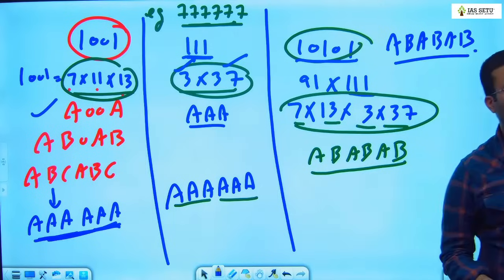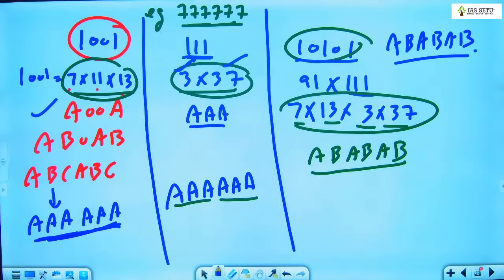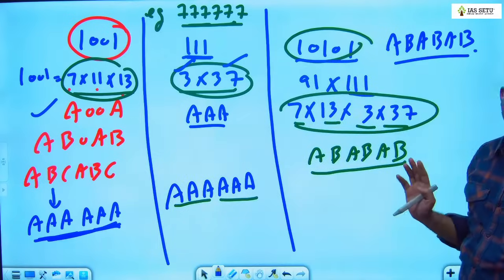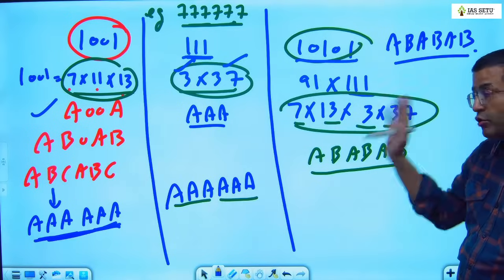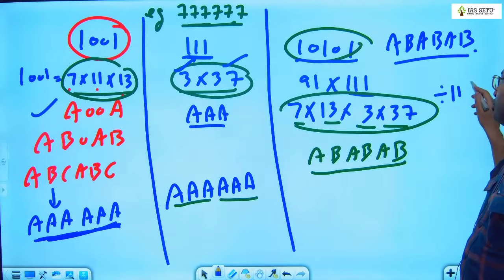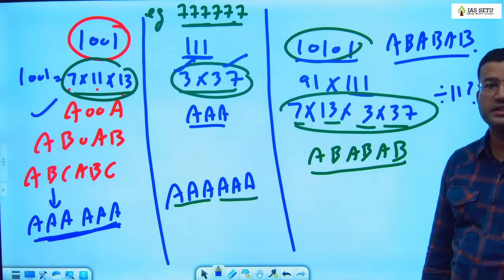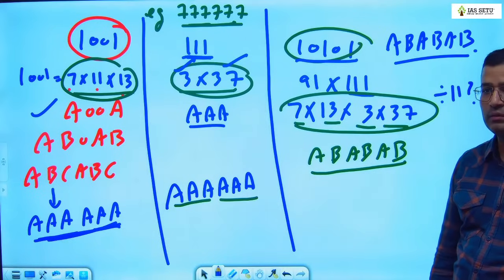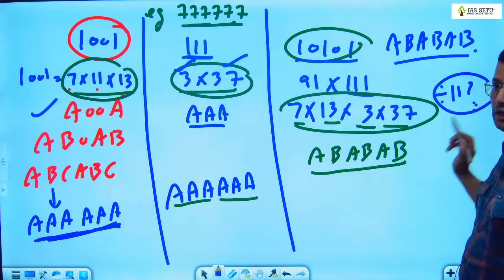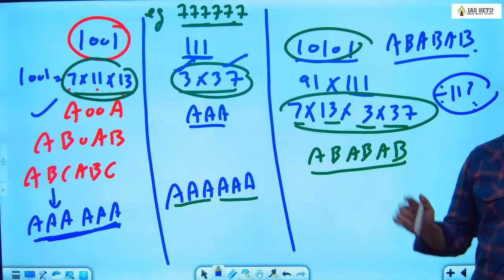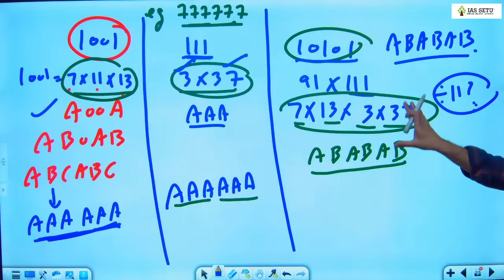That number is in the form of ABABAB. This type of number is always divisible by 3, 7, 13, 37; 11 you have to check. If the number is framed so that it is divisible by 11, then it's okay, but it is not always, you have to check. For the rest it is always: 3 always, 7 always, 13 always, 37 always. Okay, write it down, take a photo, remember it. This is a very important concept.